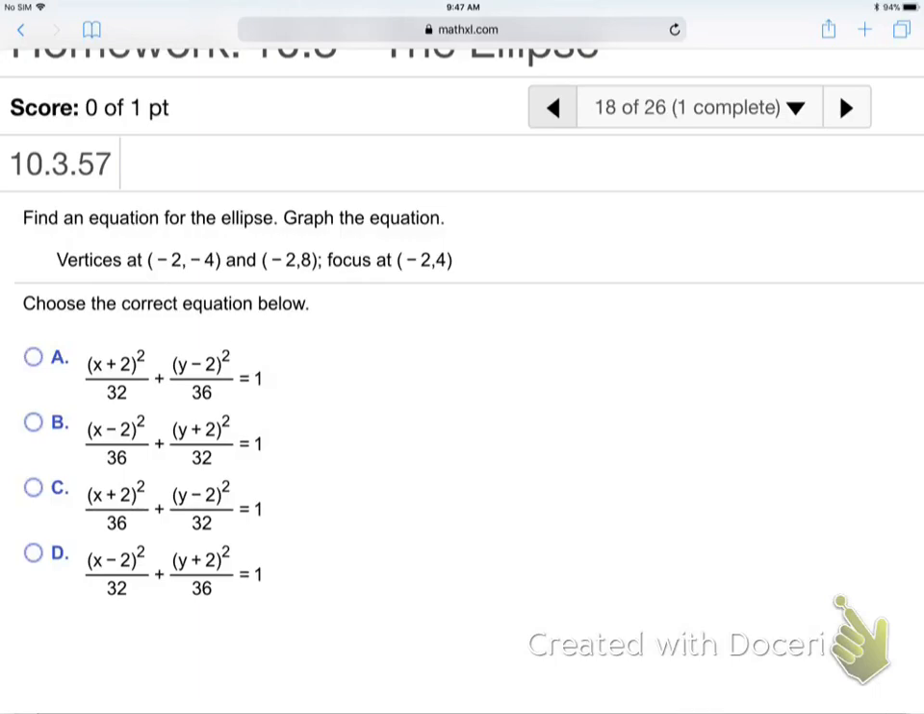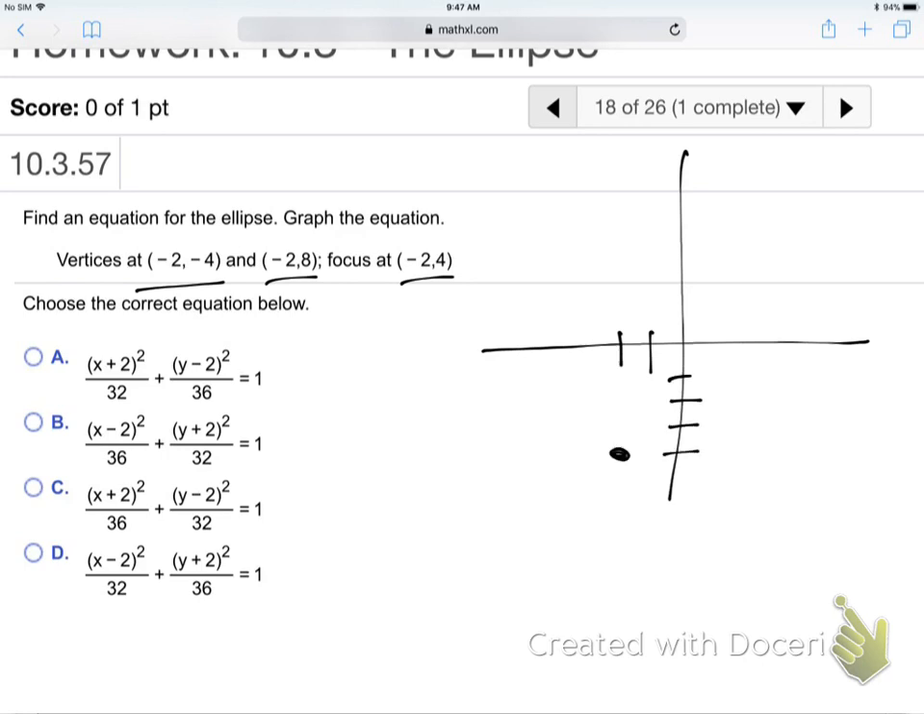All right, moving on. Okay, so number 18. We got two vertices and a focus, and from all that, find the equation. So that's a little tricky. Picture definitely helped. So back 2, down 4. Back 2 up 8, back 2 down 4.